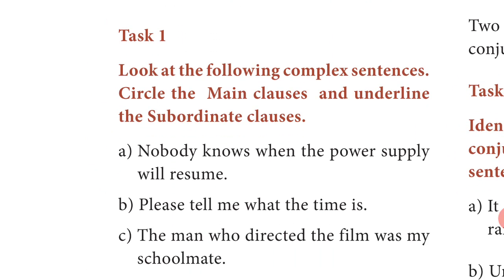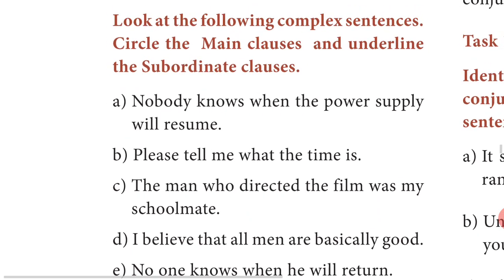So, task 1, what is the task for you? Look at the following complex sentences, circle the main clauses and underline the subordinate clauses. You have to circle the main clause and underline the subordinate clause. That means any clause which gives meaning or brings sense, you have to circle it, and the rest of the sentence, that is the subordinate clause, you need to underline.